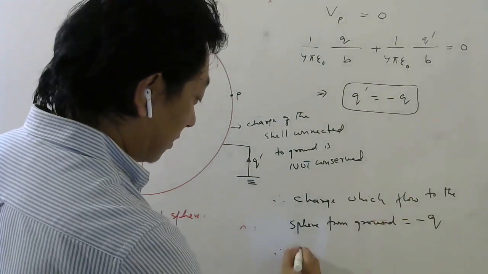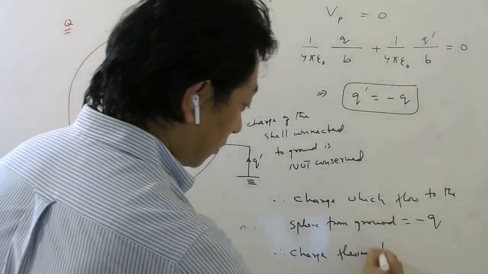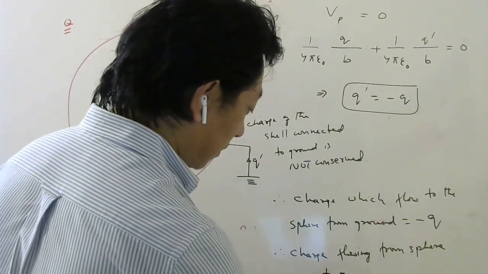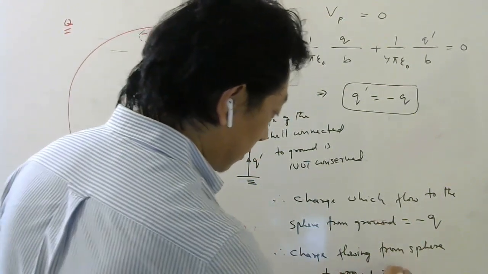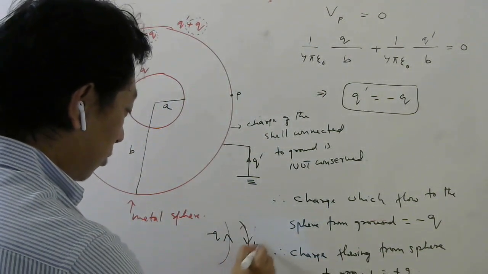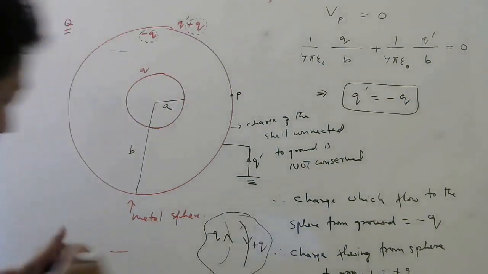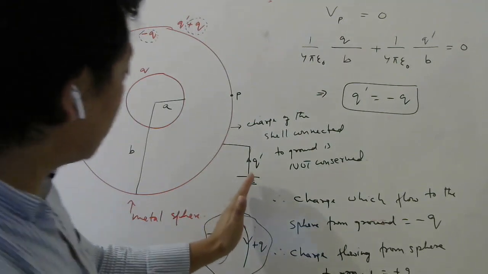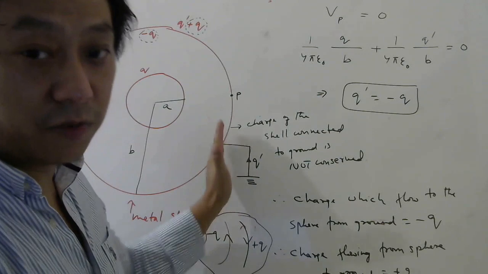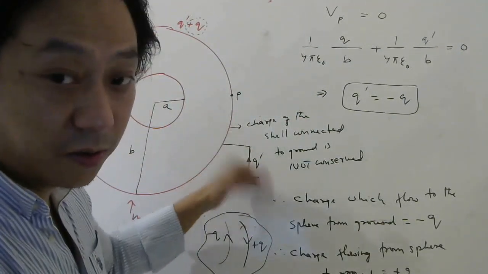same thing I can write: the charge flowing from sphere to ground is plus q, right? If minus q is going this way, I can say the same thing is plus q is coming this way. Okay, students, so this is the same thing. So instead of saying q dash charge, which is minus q, is going from ground to sphere, what we can say is plus q charge is coming from sphere to ground.